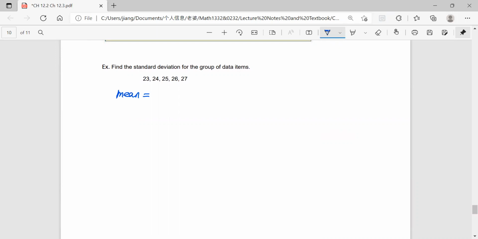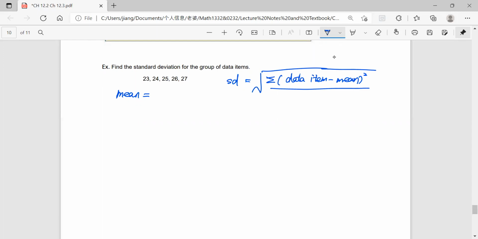Or you can list the formula of the standard deviation. If I use SD to represent standard deviation, it equals the square root of the sum of the data item minus mean, squared, and then divided by n minus 1. This is the formula.